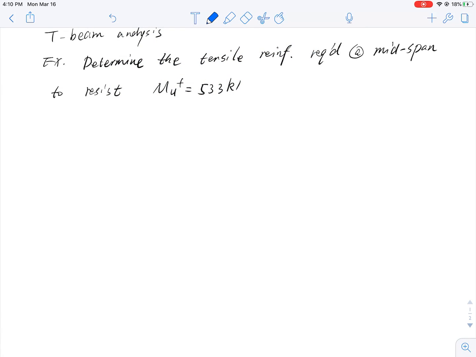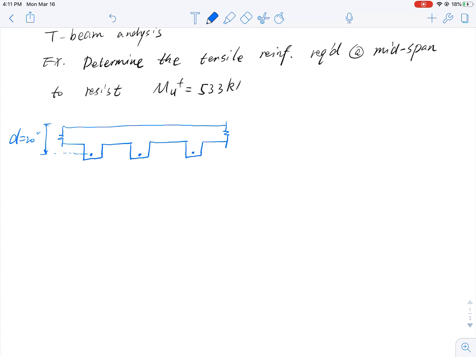I have a section like this. It's continuous, and then I have a small lip going on like that. Supposedly I have reinforcement here, at the bottom of the beam. And why? Because we have a positive moment. And I know that the depth of the beam, d, is equal to 20 inches.